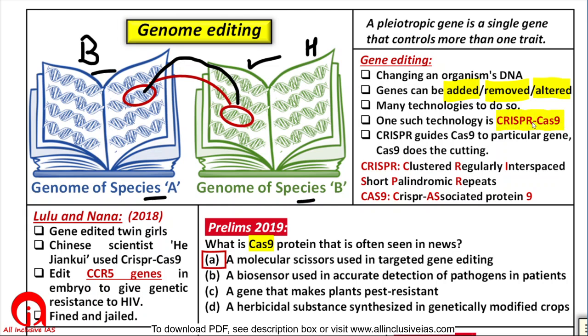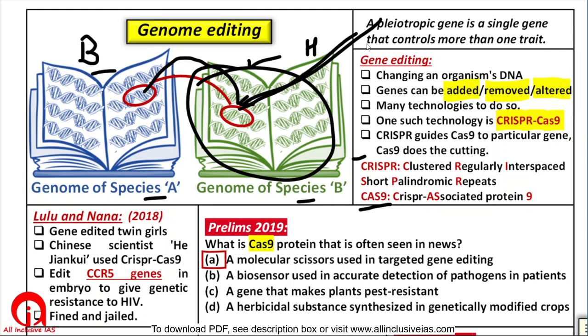CRISPR-Cas9. CRISPR does the guidance: in this whole book, exactly where you need to do the editing. So it will guide a scissor. CRISPR will guide a Cas9 molecule. CRISPR does the guidance and the Cas9 molecule will actually come here and do the cutting.